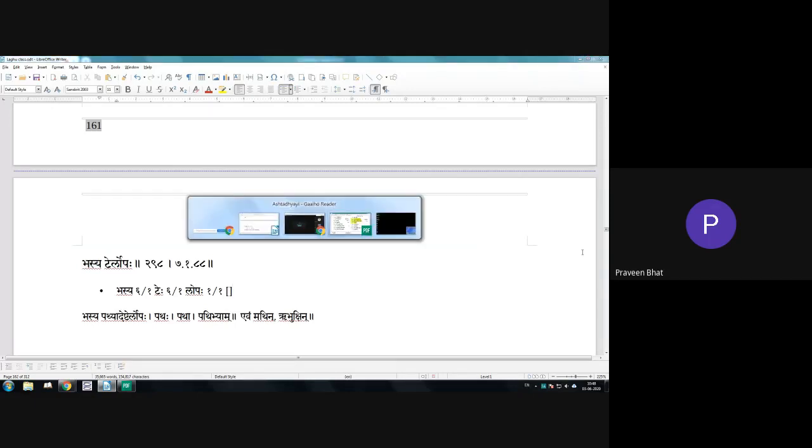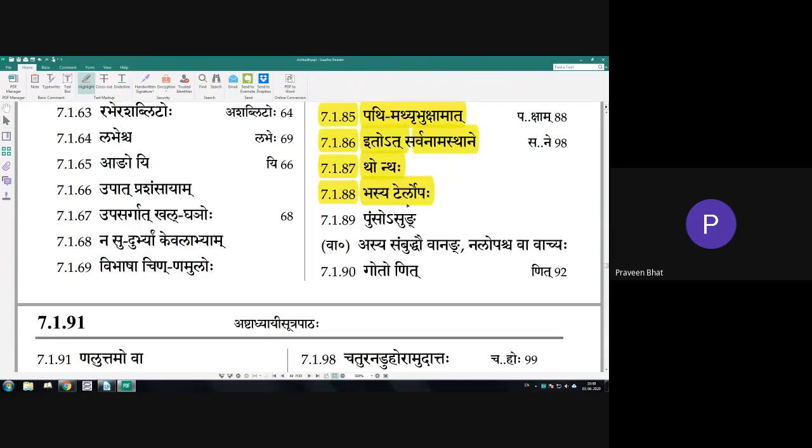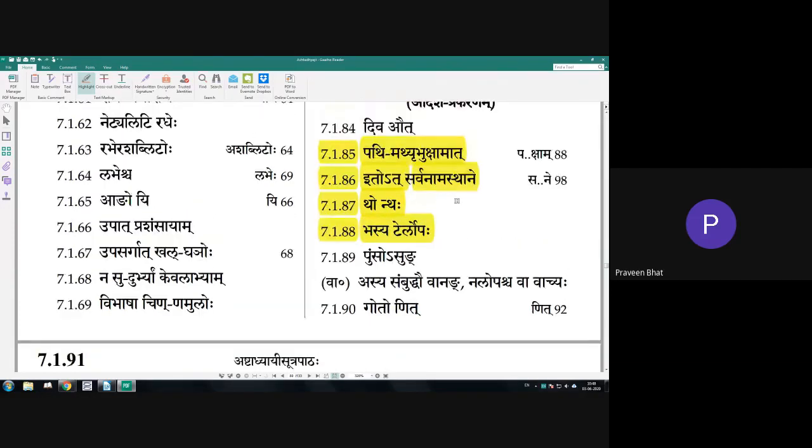7.1.88 is the next sutra again. All four sutras in sequence. Bhasya ter lopa. Till 88 you have this, till 98 you have Sarvanamasthane. Sarvanamasthane will not hold good anyway because Bhasya is there. It may be useful later. We are in Asarvanamasthana already. So Asarvanamasthane, Bhasya is going to replace this Sarvanamasthana. Anyway, it has no use at all.